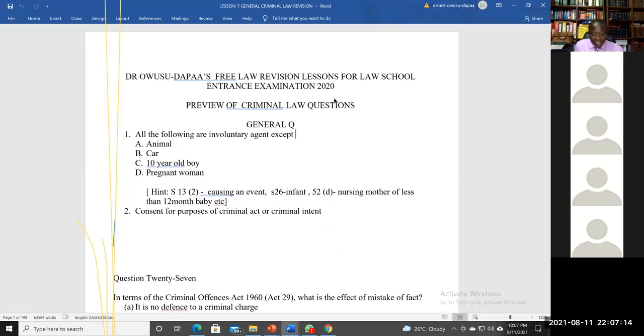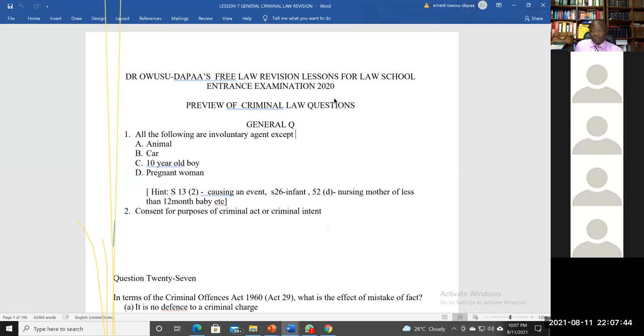Or in the case of an act involving a sexual offense, 16 years. So if you have sex with somebody 16 years or below, it doesn't matter that the person consented. You are still guilty of defilement. And that is why we see that in the case of rape, 18 years and all that, if the person consented, then that is a defense.